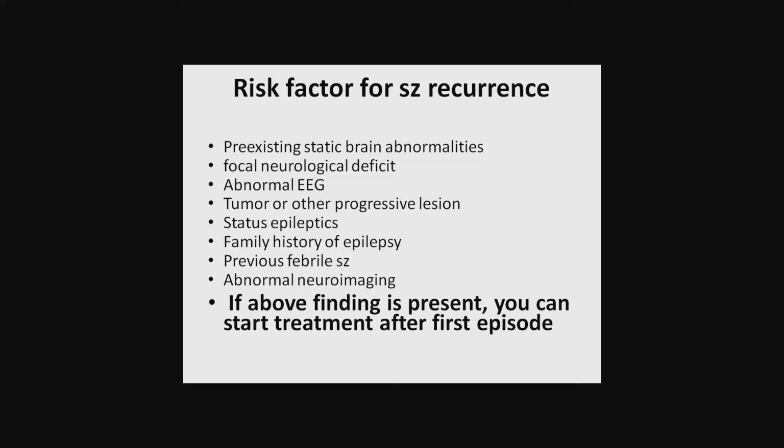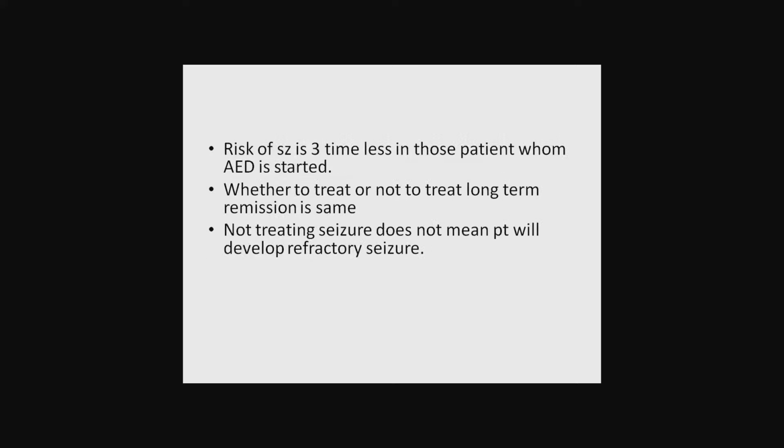So I have said, if there is a pre-existing brain abnormality, for example because of birth asphyxia, intracerebral hemorrhage or hypoglycemia, or there is some CNS cortical malformation, then this patient has a high chance of recurrence of seizure, so you may treat at the first seizure itself. Focal neurological deficit, abnormal EEG, tumor, status epilepticus, family history of epilepsy, previous febrile seizure, abnormal neuroimaging. These are the findings which indicate that this patient has a high propensity of developing recurrent seizures, so you have to treat these patients even if there is a first seizure.